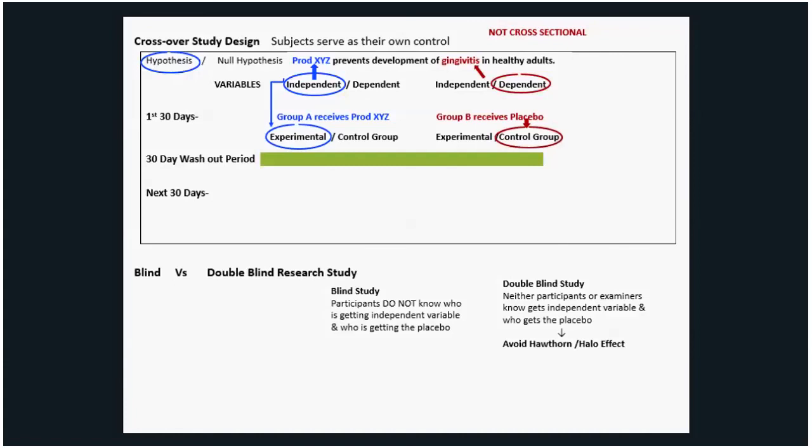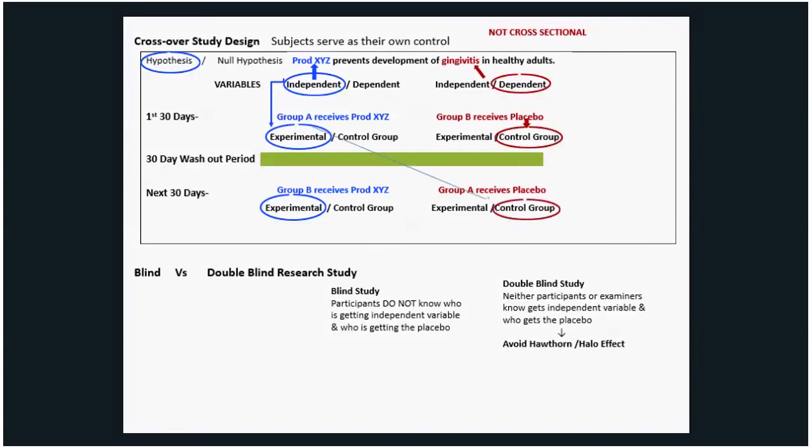Then we're going to have a 30-day washout period, meaning that neither group is going to use product XYZ. Neither group is going to have anything special done. After that 30-day washout period, group B becomes our experimental group. Okay, group B then receives the product XYZ. So group B is the experimental group. Group A then receives the placebo, and group A becomes the control group.